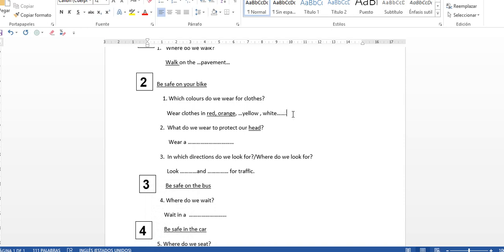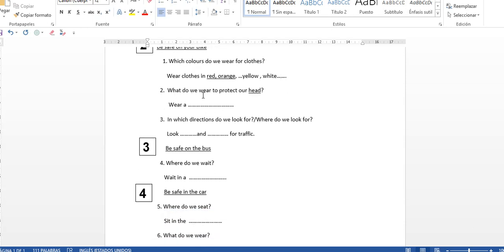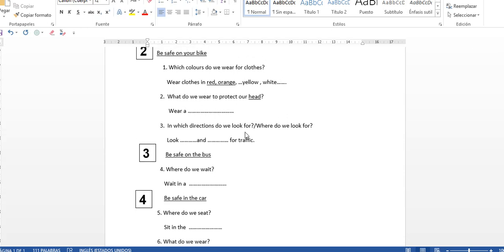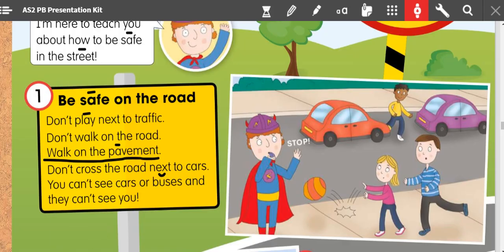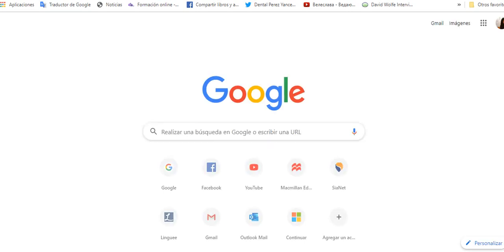Stop. Okay. So the keywords are, when he says blah, blah, blah, red, orange, you have to write yellow, white. That's the answer, okay? We're closing red, orange, yellow, white. Okay. Now, the next one is, what do we wear to protect our head when we ride a bike? Okay, let's listen. The keyword here could be the vocabulary head. Remember, we can use Google.